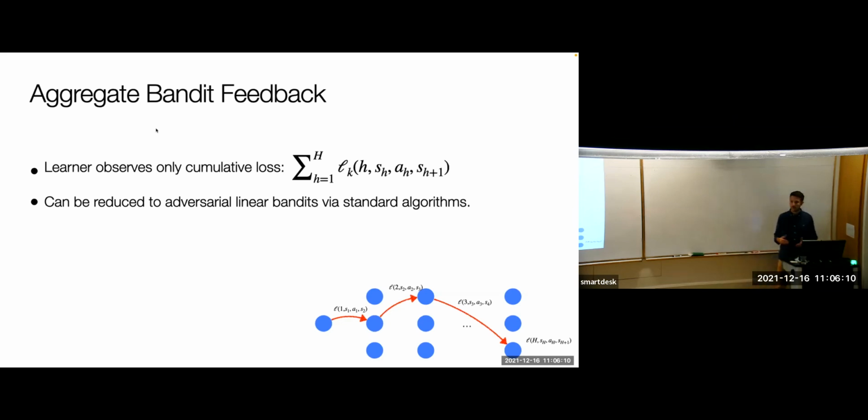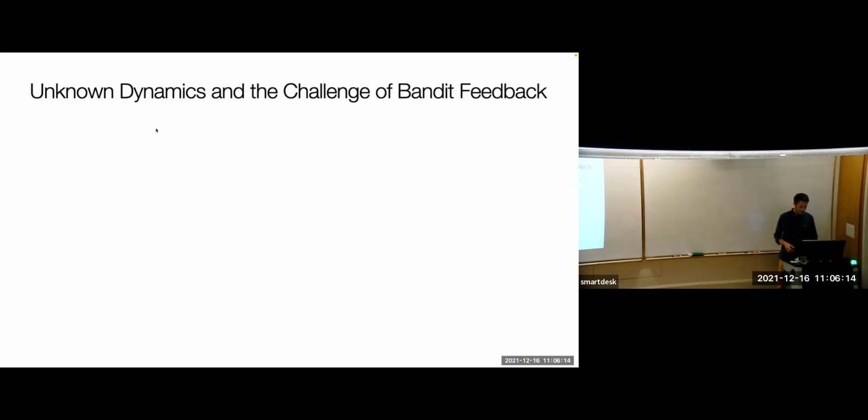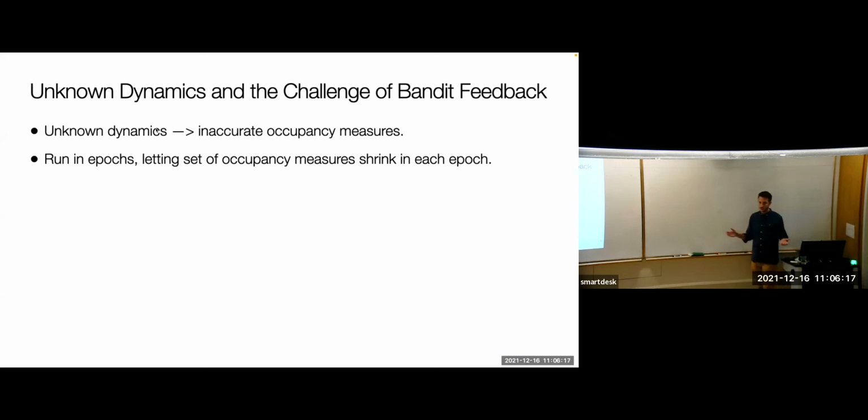Okay, so what happens when the dynamics are unknown? This is where things get interesting. When the dynamics are unknown, I can choose an occupancy measure, but it will be inaccurate. It won't represent the true dynamics of the model that I want to optimize. So what I can do is split the episodes into epochs. In each epoch, I have a set of all the feasible occupancy measures. Given the observations that I had about the model, I can estimate the dynamics, build some confidence set around the dynamics, and take all the occupancy measures whose dynamics are within this confidence set.